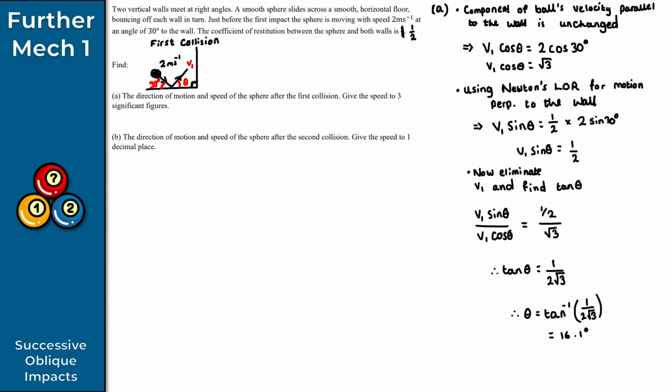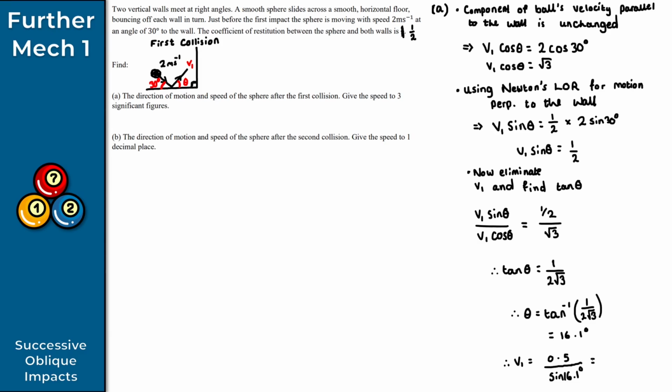But we're not done here because what I also need is V1. We can easily find V1 by using either this equation or this equation. It's completely up to you. I'll just use this equation. So V1 is equal to a half divided by sine theta. Letting theta be 16.1, I get 0.5 all over sine of 16.1 degrees.